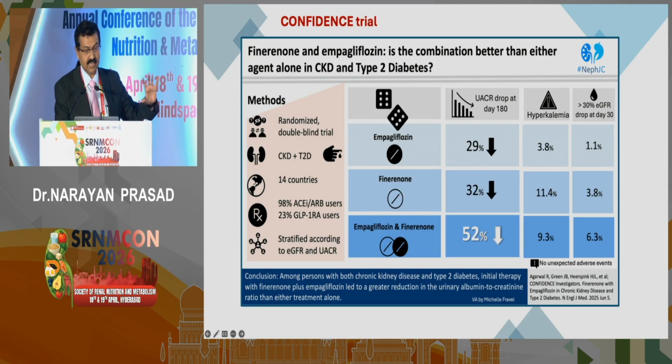In the CONFIDENCE trial, when an SGLT2 inhibitor was combined with finerenone, what you can see, the drop in the UACR, urine albumin creatinine ratio, was almost double. It was 52% as compared to 29 and 32% independently.